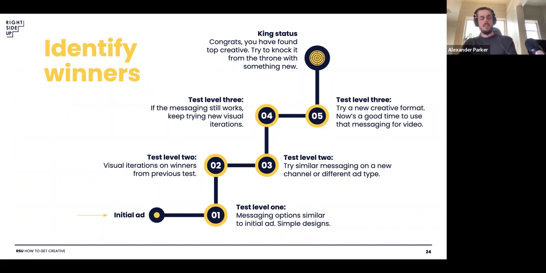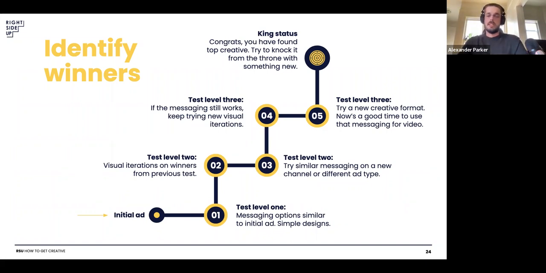So that's an initial ad. If the client doesn't have that, then we can create initial ads for them by going through their website and grabbing the val props that we think are the clearest to their business. And then we'll test those and get some initial learnings there. So starting with those initial learnings, you can then leverage what works from that ad, usually the messaging. You can try messaging options that are similar to those ads and try them in simple designs, and then continue to test that by going to level 2 on this chart with new visual iterations, trying similar messaging on a new channel or different ad type, and then continuing to build from there.